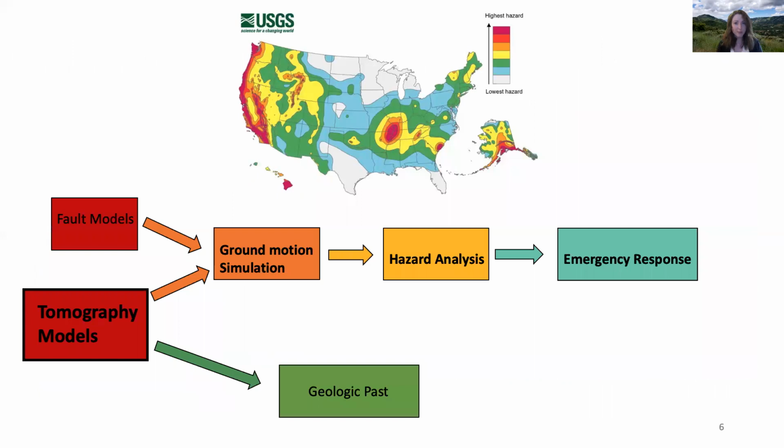Where do tomography models come in? Tomography models and seismic imaging tell us about the geologic past by showing us a snapshot of what is beneath our feet today. It also plays a key role in ground motion simulation, hazard analysis, and emergency response. The U.S. Geological Survey uses both fault and tomography models to determine where there is highest hazard.